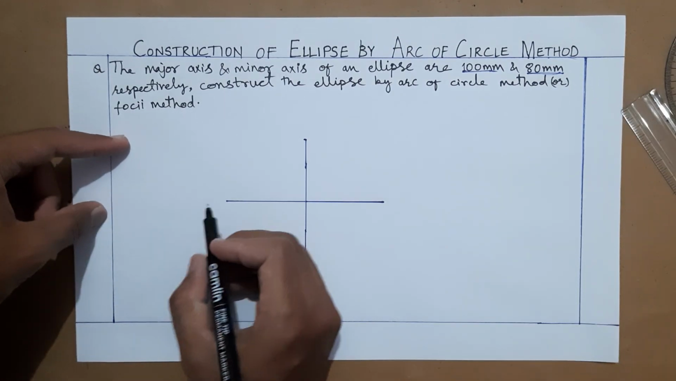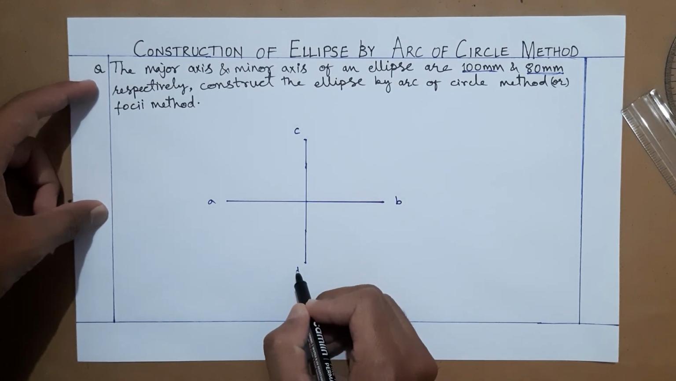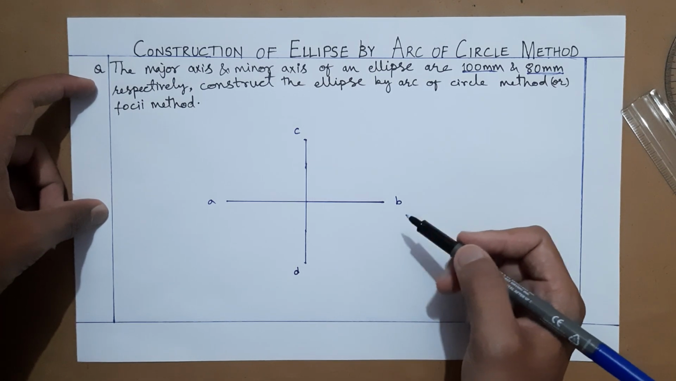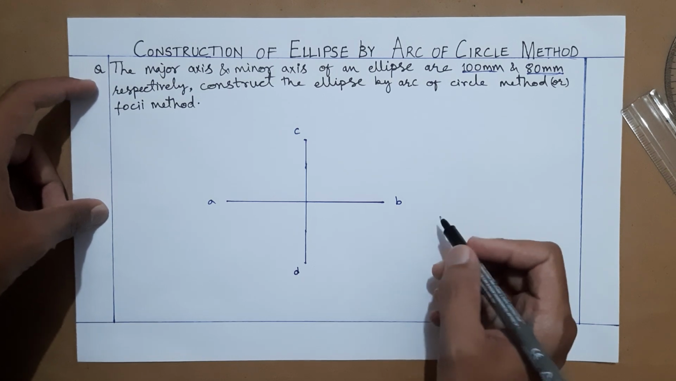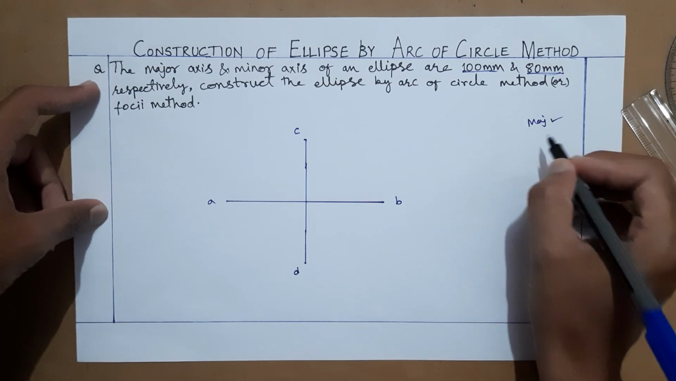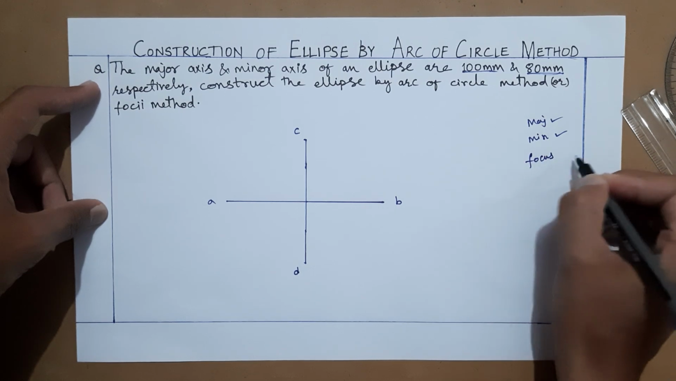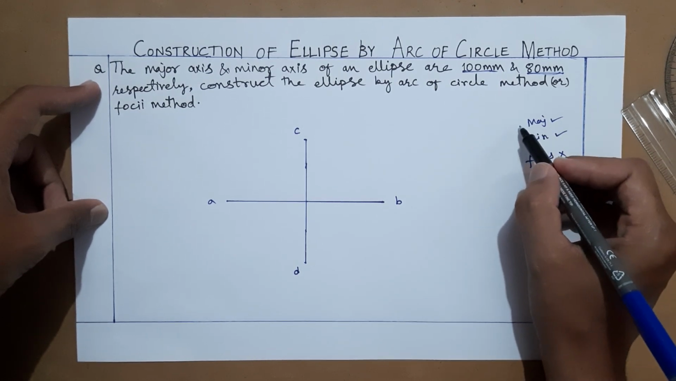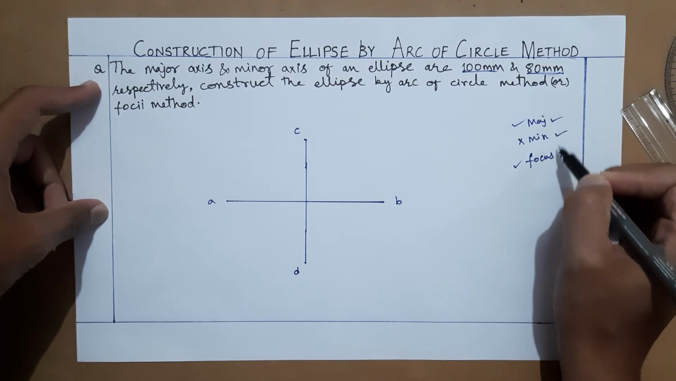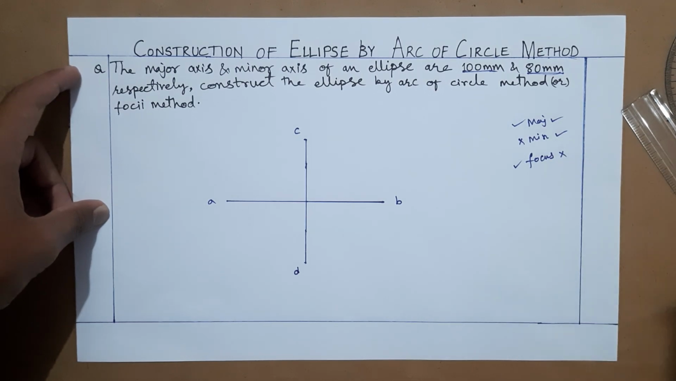After that, give them names A, B, C, D. You can also name them with any other notations; this is for our convenience. Now you have to locate the focus. Major axis is given, minor axis is given, focus distance is not given, so we have to locate the focus. In some cases they give the major axis and focus, and they will not give the minor axis. So any two will be given, and one we have to find out. There is nothing big deal.